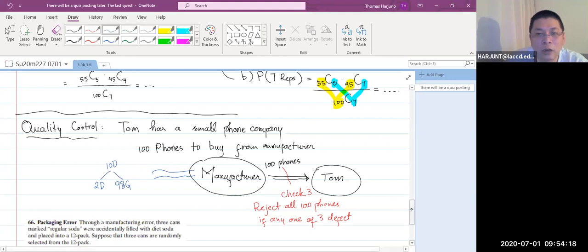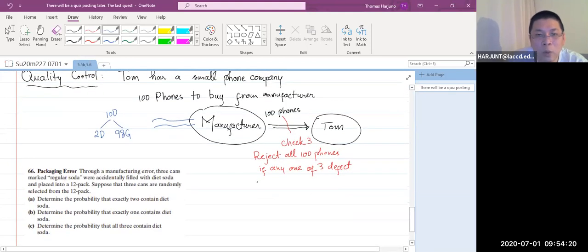Now, the question is, what is the probability? The first question, what is the probability that no defect is selected? In other words, the whole batch will be accepted.